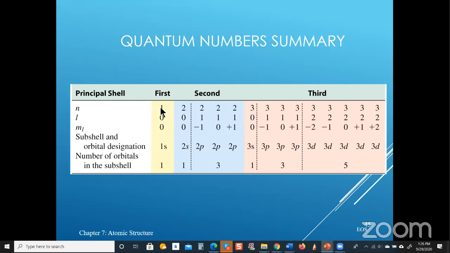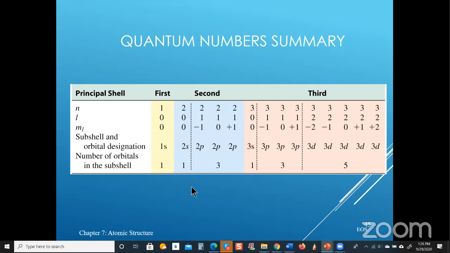So in the first shell, you have n equals 1. There's only one possible value of L, which is 0. There's only one possible value of ML, which is 0. And therefore, in terms of how we designate the subshell, it's called 1s: 1 because of the n value, s because s represents the sublevel where L is equal to 0. And the number of orbitals within that subshell would be 1 because there's only one value of ML.